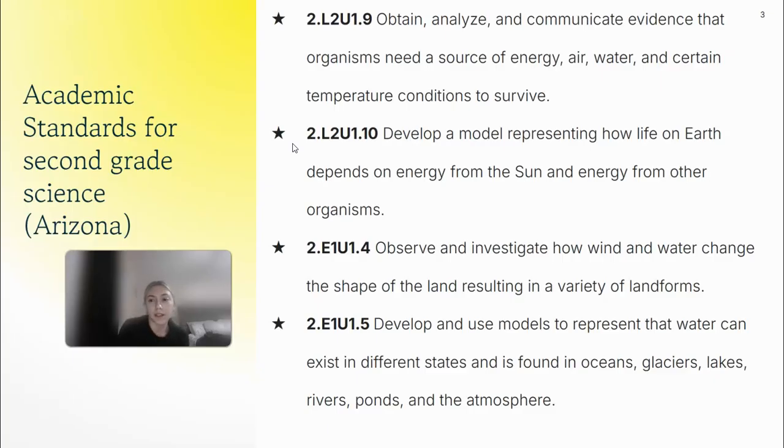2L2U19: obtain, analyze, and communicate evidence that organisms need a source of energy, air, water, and certain temperature conditions to survive. And then jumping down a little bit, 2E1U14: observe and investigate how wind and water change the shape of land, resulting in a variety of landforms. And 2E1U15: develop and use models to represent that water can exist in different states and is found in oceans, glaciers, lakes, and rivers and ponds in the atmosphere. And that last one is what I am mostly focusing on for the lesson I created.